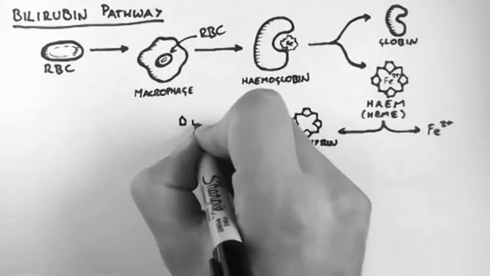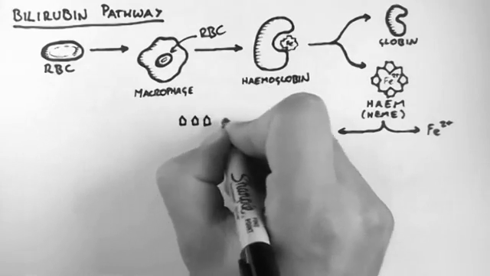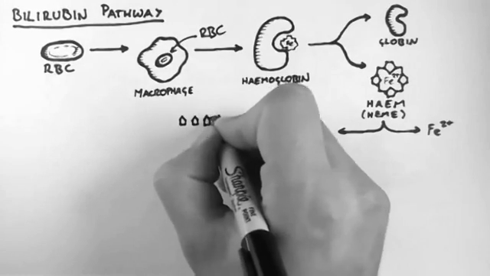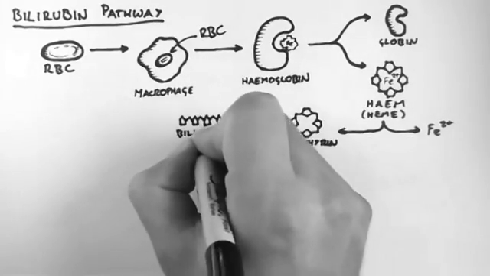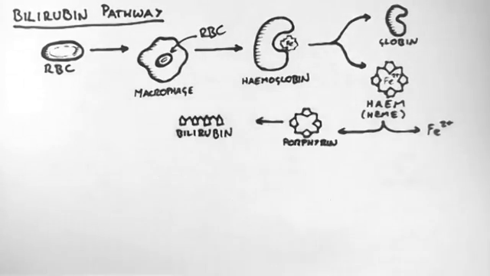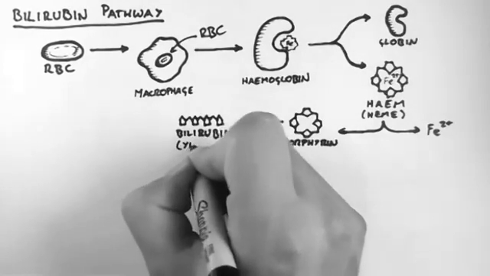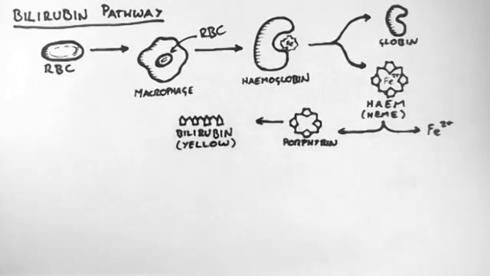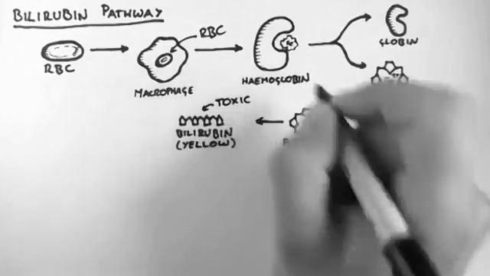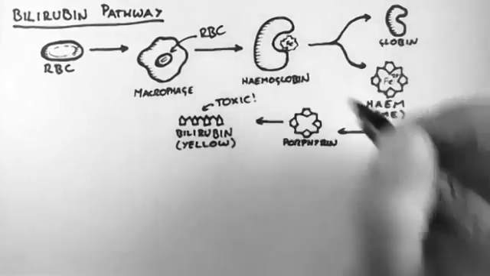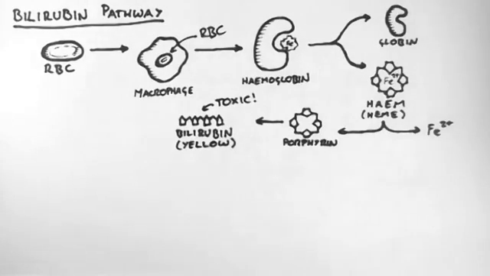Now, through a couple of steps which I haven't shown here, this porphyrin ring is opened up, and this molecule is bilirubin. It is a bright yellow molecule, hence why excess causes yellow skin pigmentation in jaundice. It's also a toxic molecule, which is why it is so important to remove it from the body.